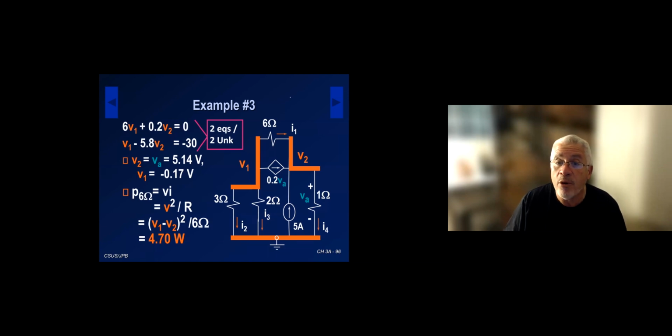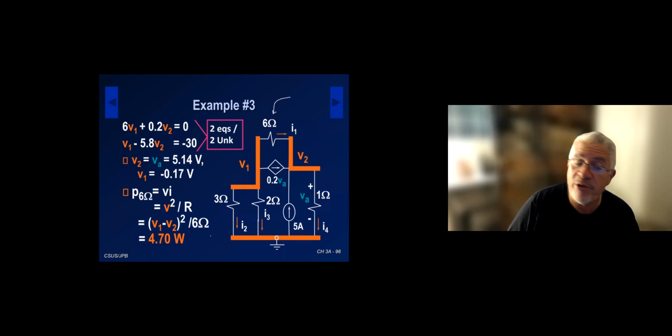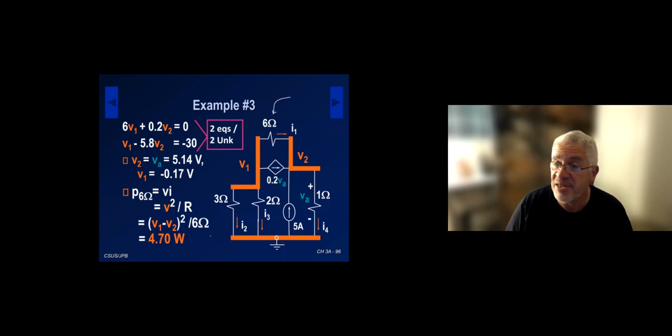So if I want power for the 6 ohm here, power for the 6 ohm is the voltage squared divided by the resistance. That's one of the formulas for the power across a resistor. And the voltage across the 6 ohm is V1 minus V2. So the power for the 6 ohm is 4.70. And of course, we already determined that VA was equal to V2. That's 5.14 volts. So that actually concludes the problem.